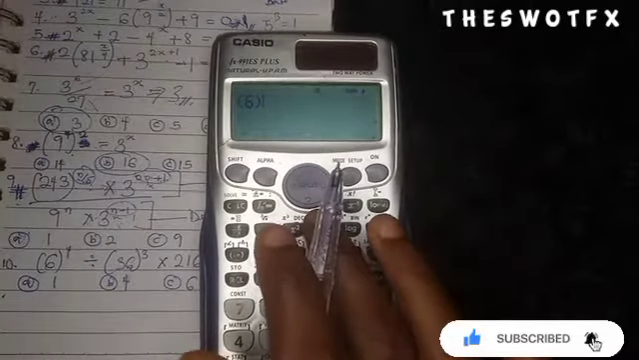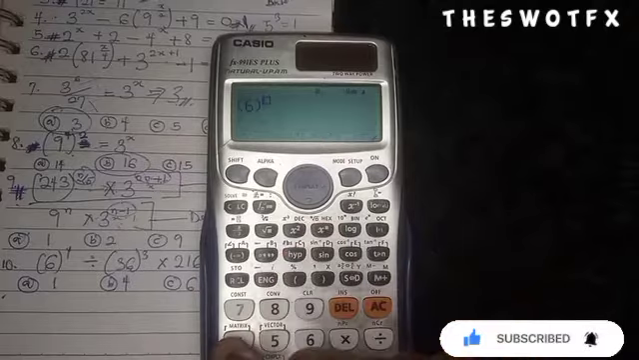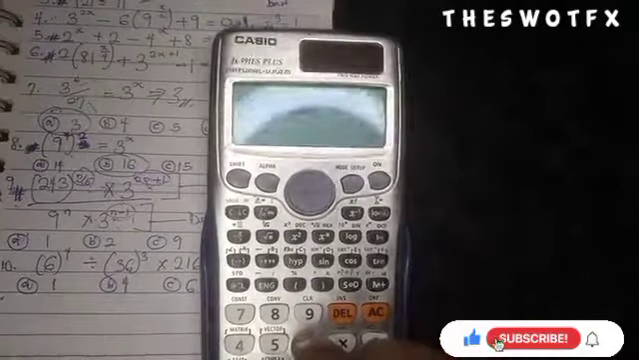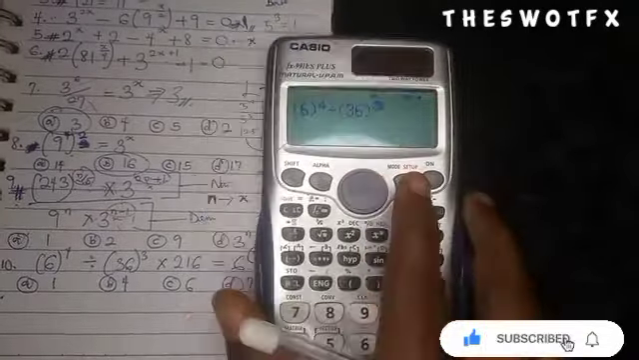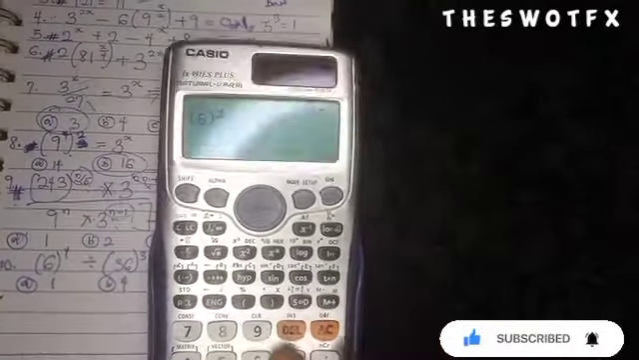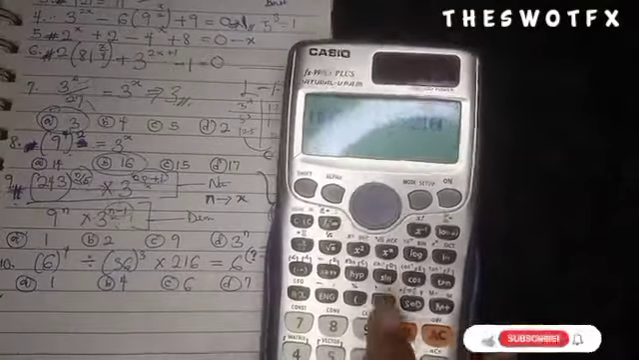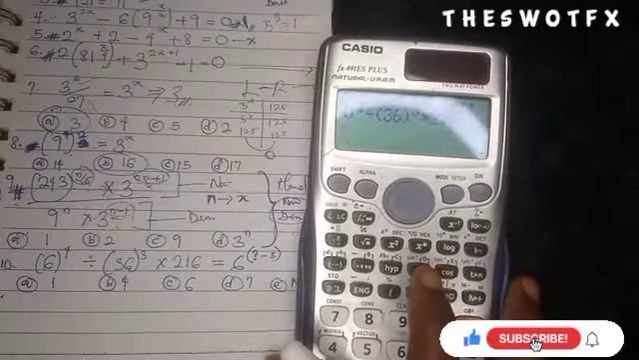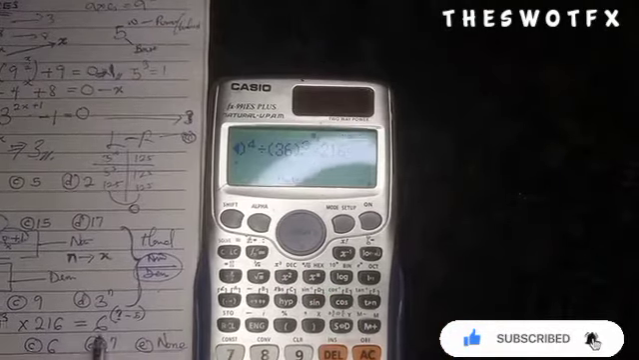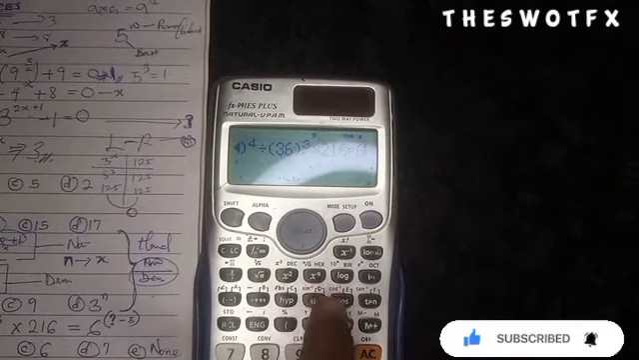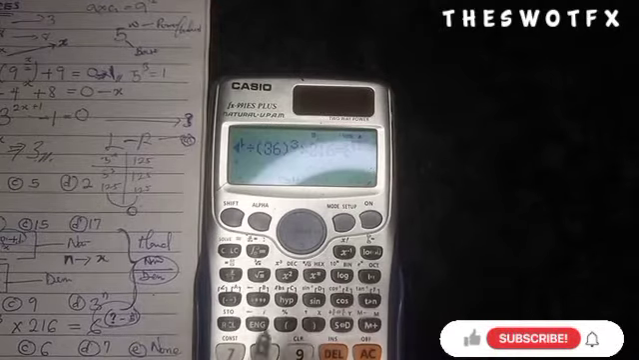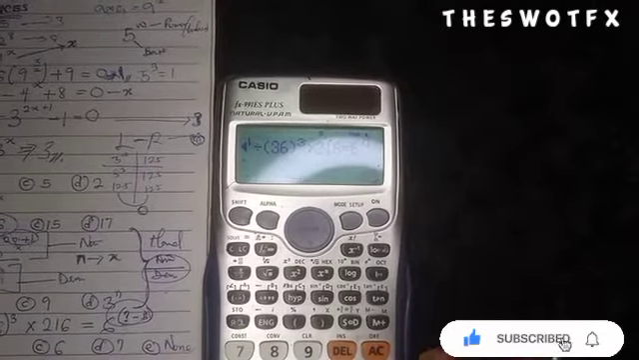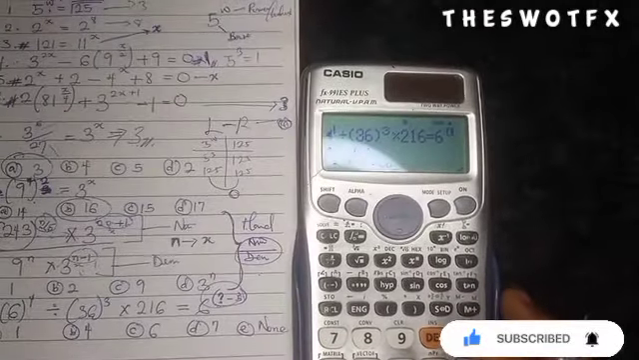To the power of this bracket, this is power. You press 4, then you take it forward, then you press your divide, then you open another bracket, 36, close the bracket, power 3, then times, you take it down, then you press times 216, then equal to. You press alpha, so you have equal to, then you also have 6, then to this 6 you have power, and to this power you have the question mark. Use the question mark as x. Do we get that now?